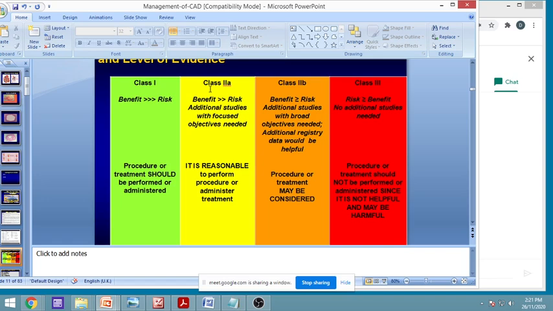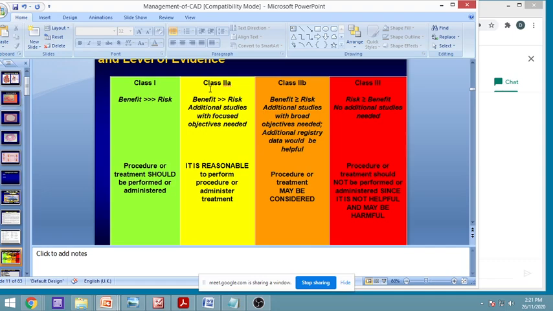That is class 1. In class 2, comparatively everything is less: benefits are less than the first, the documentation is comparatively less, and some scientists feel that additional studies are required, some questions are not answered properly. Still, it is reasonable to perform the procedure or administer the treatment because it has lesser problems. This is known as class 2A drugs.